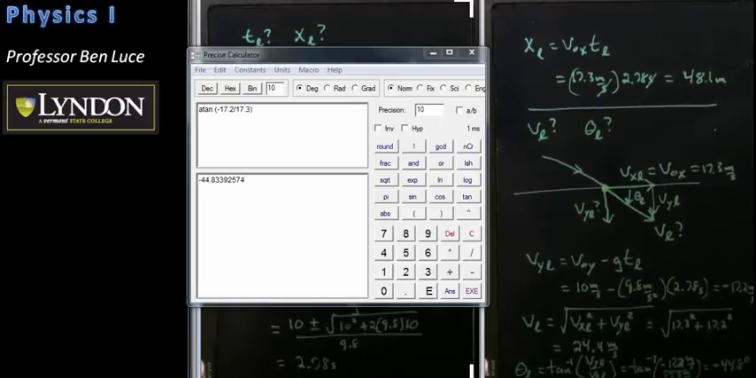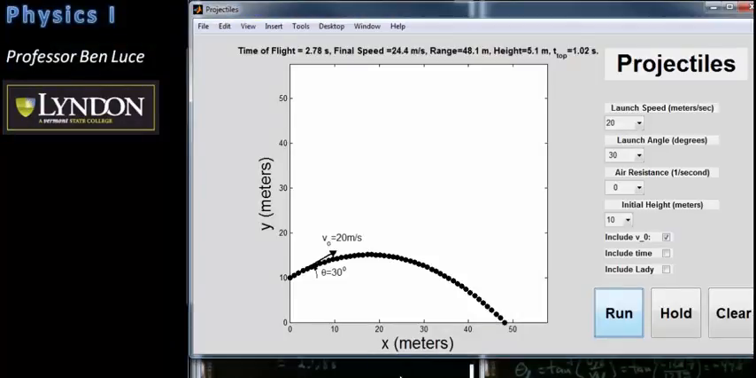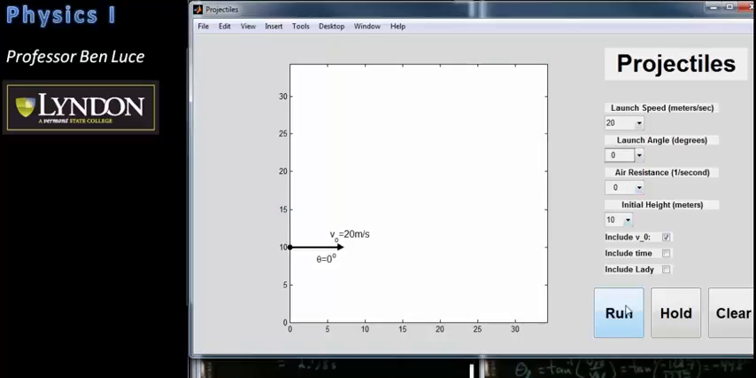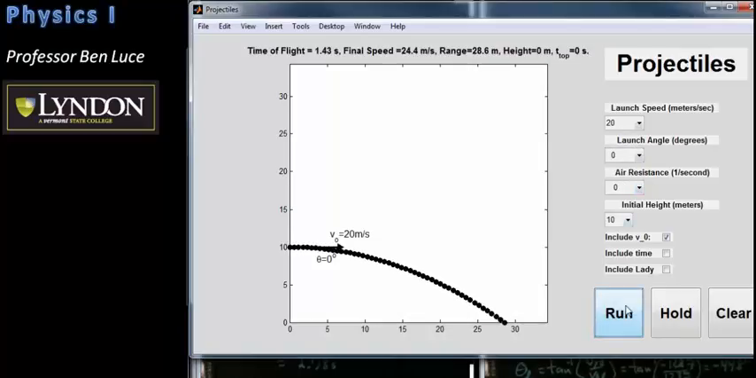Looking back at our simulation, this simulation actually is scaled with equally scaled axes, and you can see this angle of attack here, or angle of landing, does indeed look very close to 45. Recall what happened when we launched at 0 degrees. We obtained a shallower angle, even though the landing speed was the same.